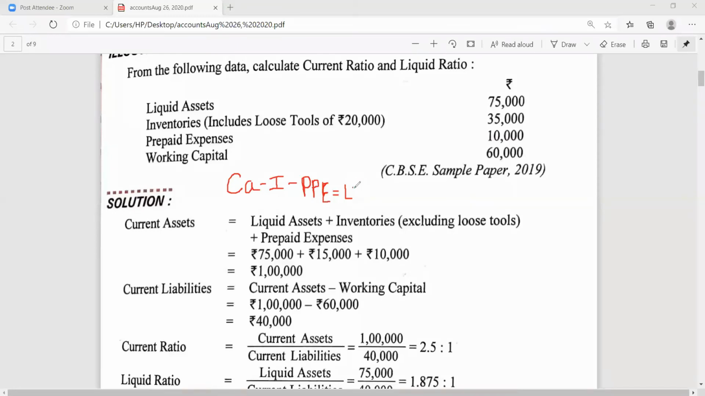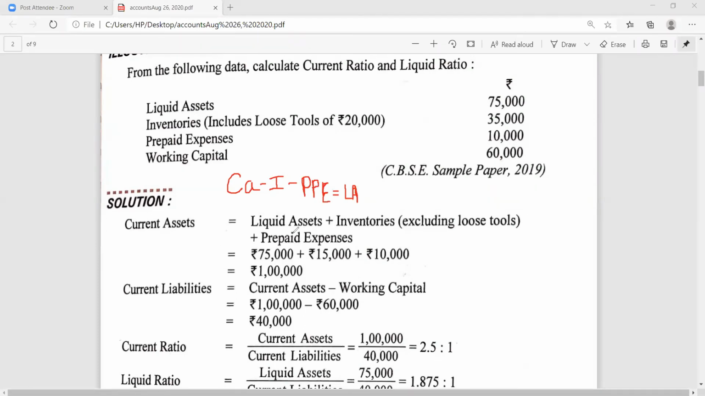You did this formula in the second example in this chapter: current assets minus inventory minus prepaid expense is equal to liquid asset. In another way, if we interchange the places, liquid asset plus inventory plus prepaid expense will give us the current assets. I hope that it is clear to you. With the help of this basic formula, we can derive another one.